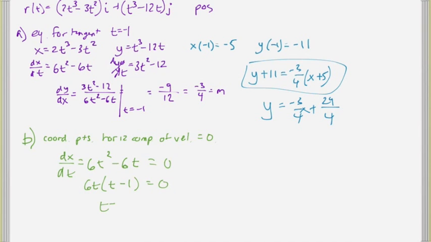So that is time 0 and time 1, but that is not the answer to our question because it wants us to find the points where this happens. So we need to plug those into our x and y equations. At time equals 0, we get the point (0, 0). At time equals 1, I get the point (-1, -11).